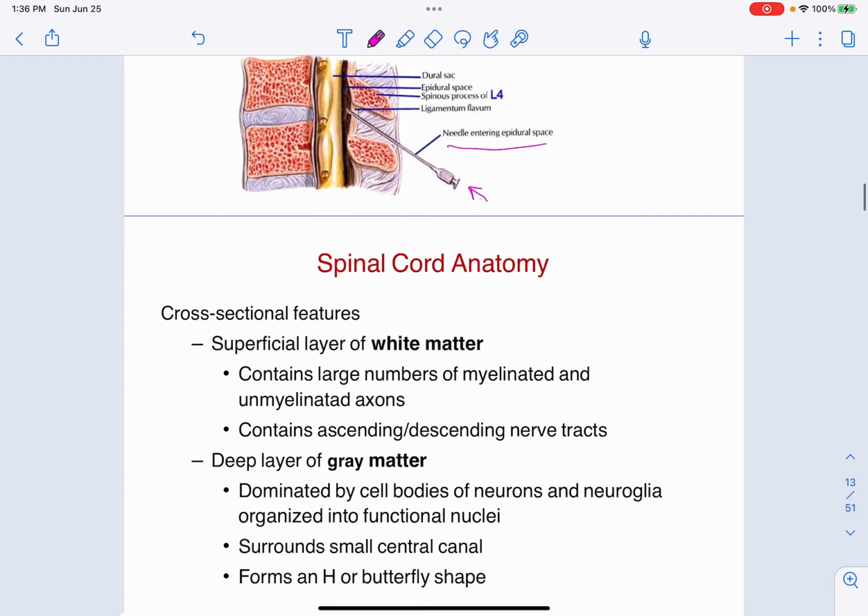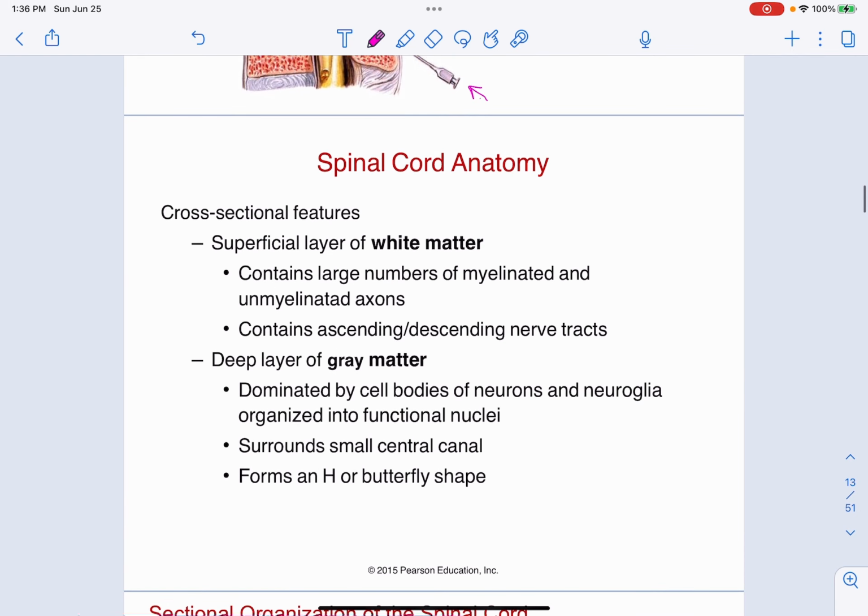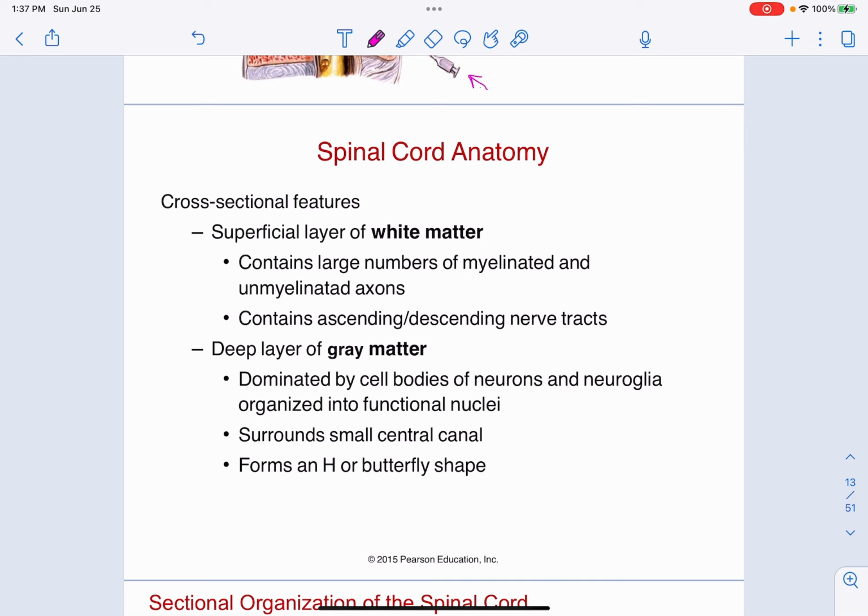Okay, now let's talk more about the nervous tissue itself, okay? So we are going to look at how the nervous tissue is divided. And you're going to see on the next slide when I show you a cross-section of the spinal cord up close that the tissue is divided into two regions. So you're going to see white matter and gray matter. Okay, the most superficial nervous tissue is the white matter, and the gray matter is deep to that.